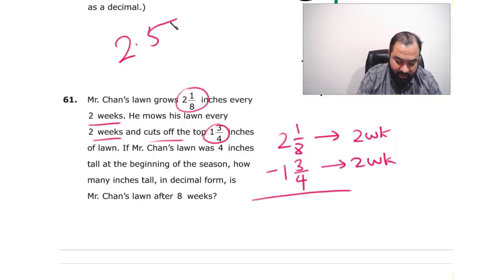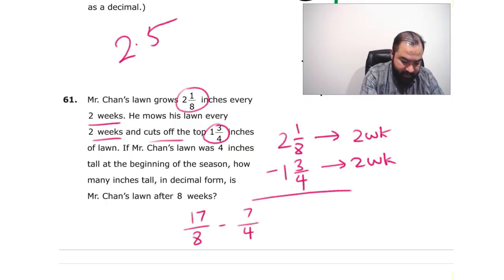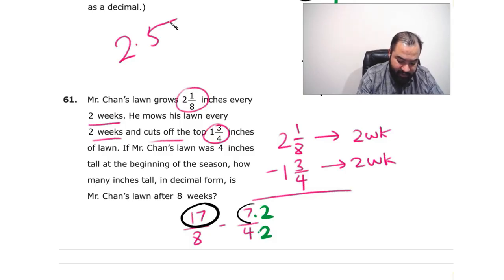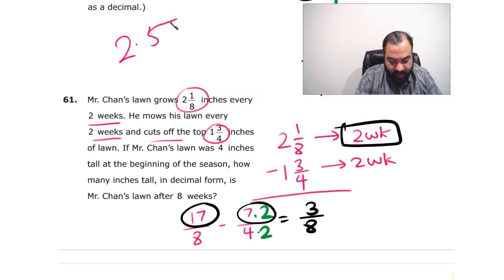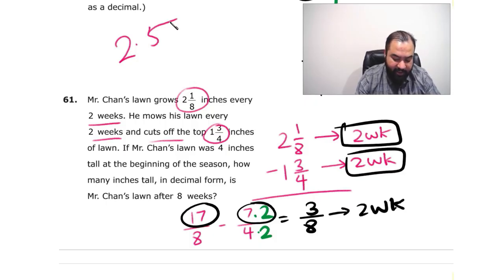We subtract. So 2 and 1/8 means 8 times 2, 16, that's 17 over 8. Minus 1 3/4, that's 4 times 1, 4 plus 3, 7 over 4. We're going to make the denominator the same, so times it by 2. So what do we get? That's 17 minus 14, which is 3 over 8. So that happens every 2 weeks, right? After growing and cutting, this is what remains. 3/8 every 2 weeks.